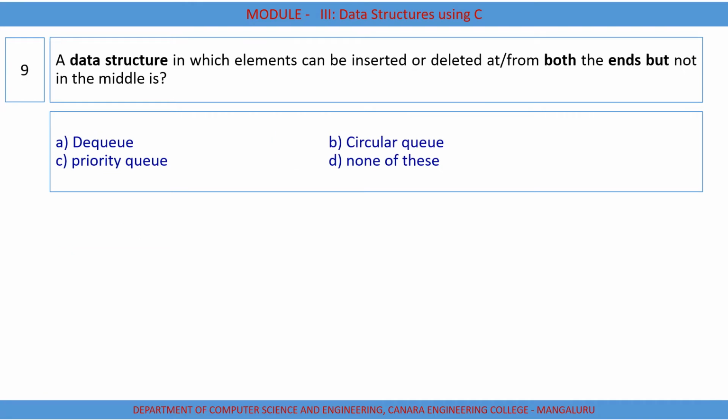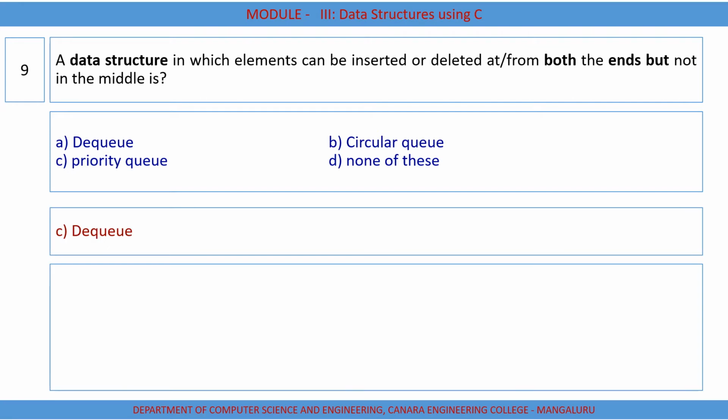A data structure in which elements can be inserted or deleted at or from both ends, but not in the middle, is DQ, that is double-ended queue. As the name itself indicates, you can perform insertion and deletion from either end of the queue. The answer for this question is DQ.